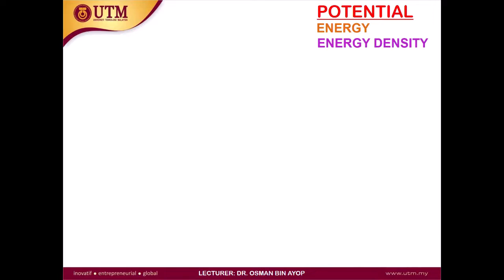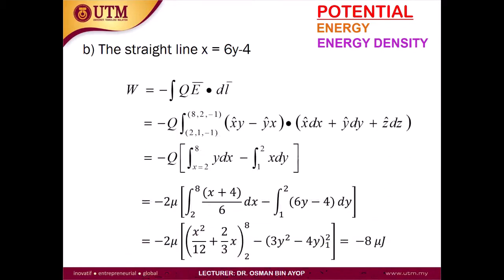What happens if we just take a straight line? We have a straight line x equal to 6y minus 4. We use the same equations, and our QE dot dl is also the same. The only difference is what y and x are in this case. The points are also the same: x is 2 to 8, y is 1 to 2.